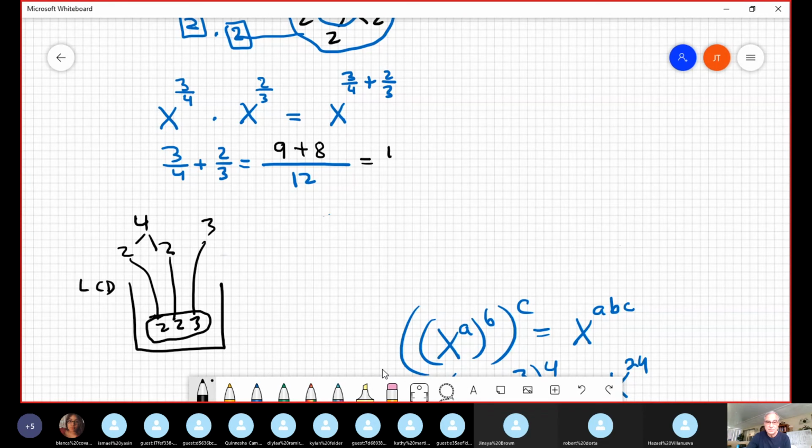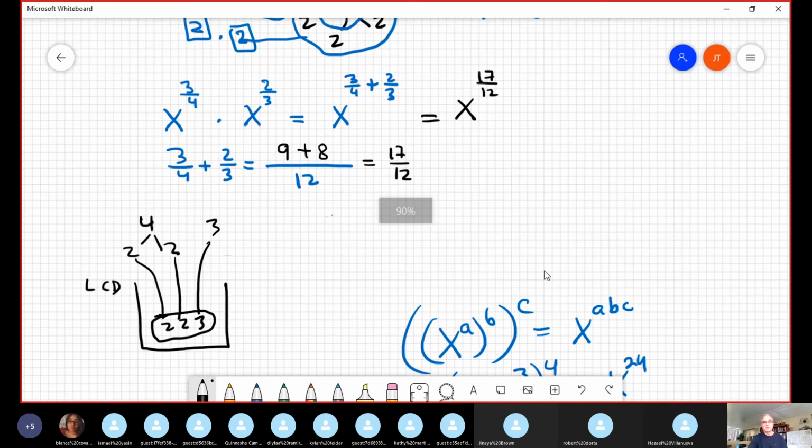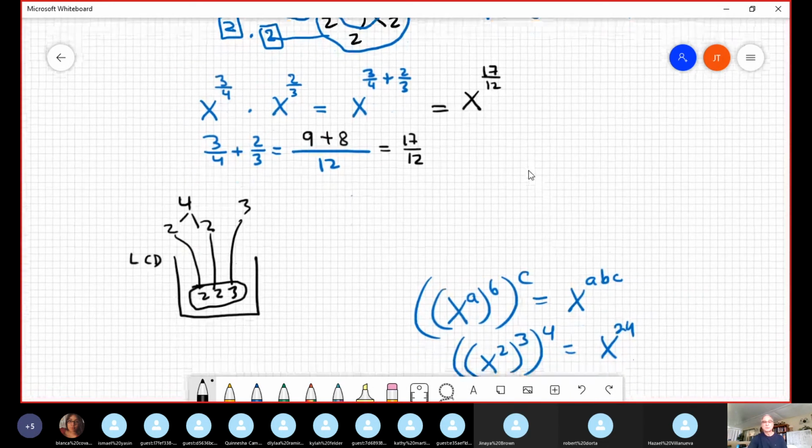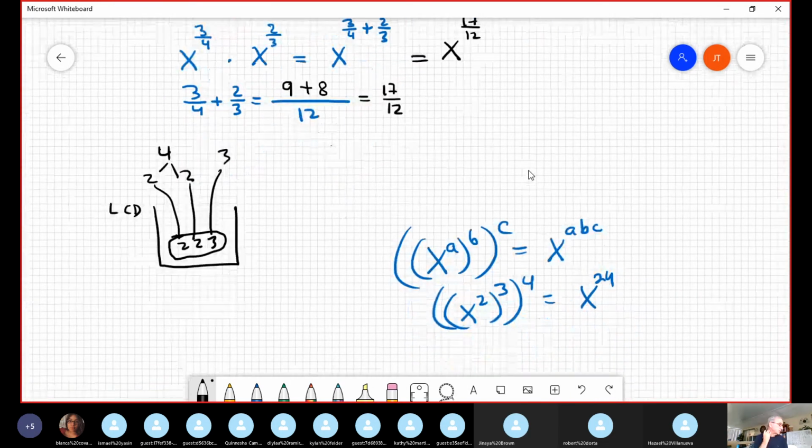9 plus 8 is 17. The answer is x raised to the 17 over 12. Good? Let's practice this, and for the rest of the time we have fraction exponents.